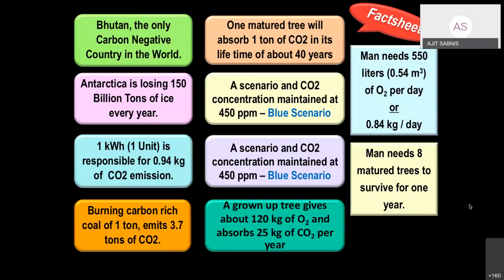Every man needs about 550 liters, or approximately half a cubic meter, of oxygen per day, or as per NASA, it is 0.84 kg of oxygen per day. Man needs about 8 mature trees to survive for 1 year. And with this, we can calculate how many trees we require in our lifetime. These are just interesting things for your reference.